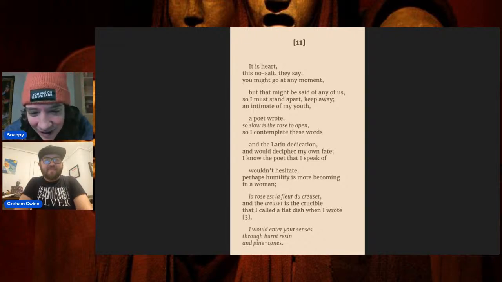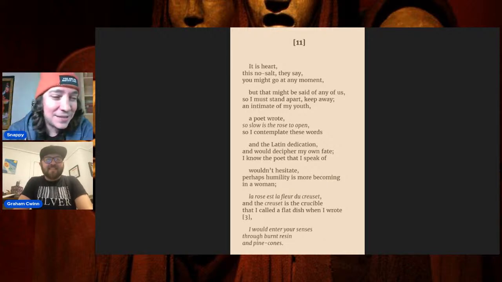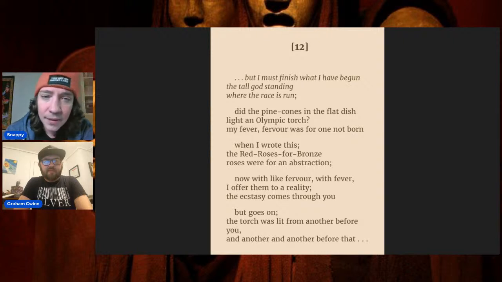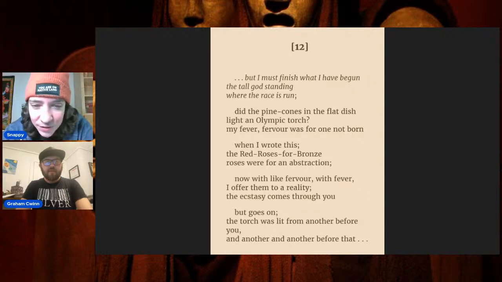Wow. I would enter your senses through burnt resins and pine cones. You become enthused with the God through the smell, through your senses, through that firing of the mind and imagination, right? The pine cones, which is that pineal gland. But I must finish what I have begun, the tall God standing where the race is run. Did the pine cones in the flat dish light an Olympic torch? My fervor was for one not born. When I wrote this, the red roses for bronze, roses were for an abstraction. Now, with like fervor, with fever, I offer them to a reality.